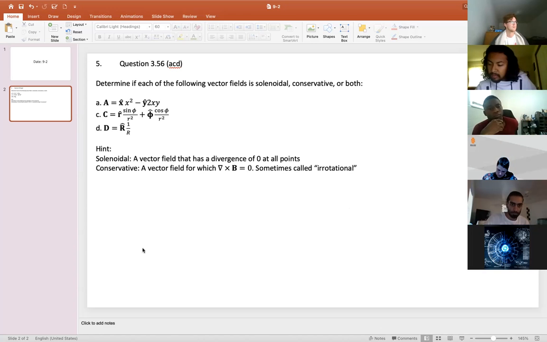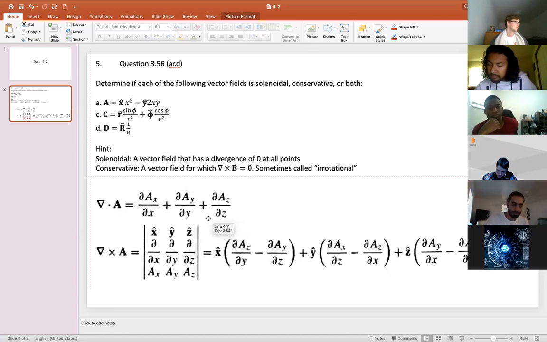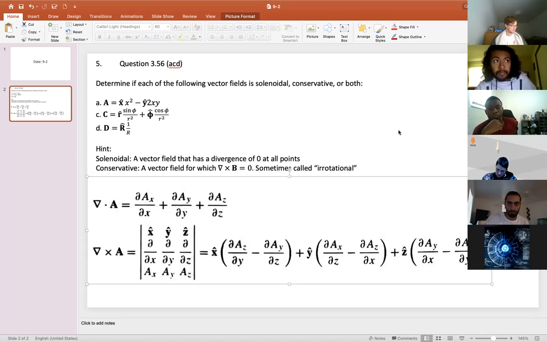If you're getting stuck, there's a hint right here. This is what you would find in that cookbook. So these are the divergence and the curl.